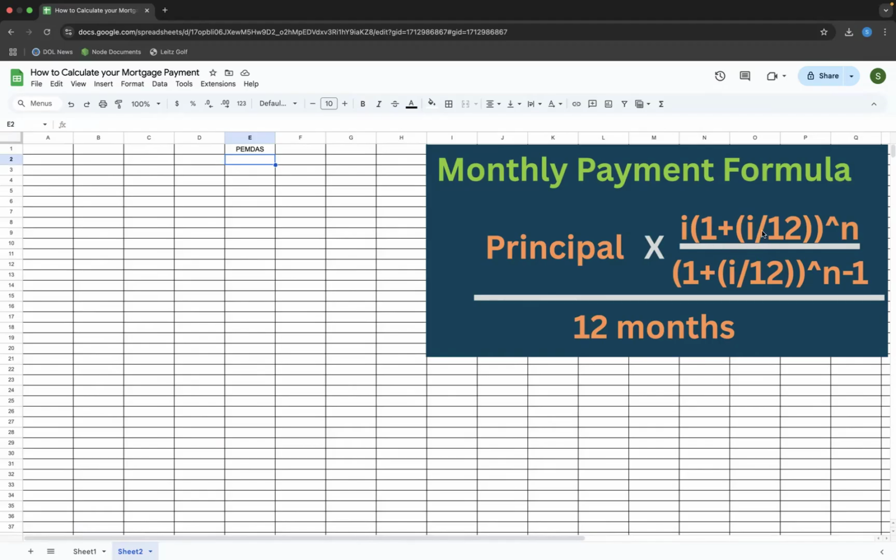The very first portion that we need to work is, of course, the parentheses. So we're going to start with the innermost portion, which is I divided by 12. I'm going to go ahead and label this top, and I'm going to say I divided by 12. But the first thing we have to do before we do any math is lay out some numbers. So I'm going to lay out the principal of my mortgage, of what I actually bought my home for a couple of years back.